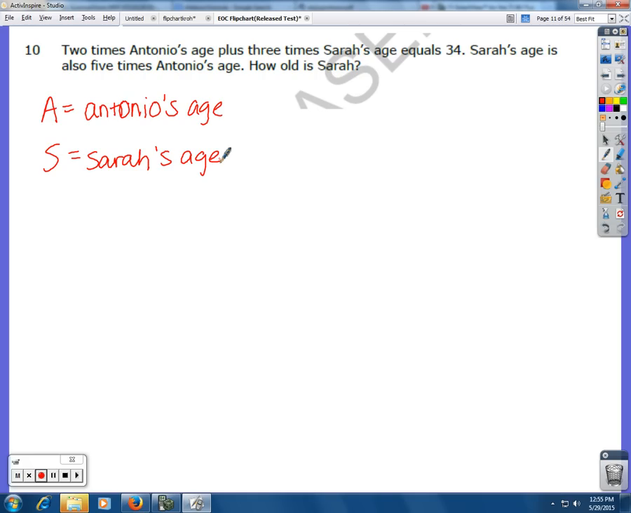So looking at the first sentence, it says 2 times Antonio's age plus 3 times Sarah's age equals 34. So there's our first equation. All right, the next sentence says Sarah's age is 5 times Antonio's age. Okay, so we have two equations there. So this is a system. We can solve it either by graphing, substitution, or elimination.